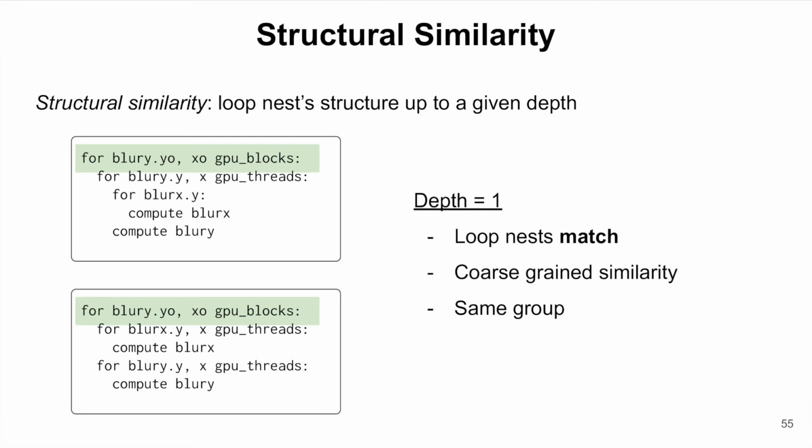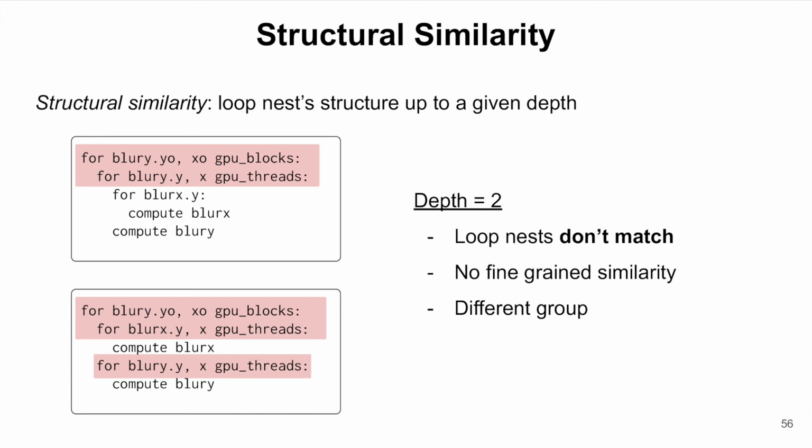We define structural similarity as the loop nest structure up to a given depth. Here we have two different loop nests, but if we consider their structure only up to depth 1, they match and will be placed into the same bucket. But for a depth of 2, the same loop nests no longer match, so would be placed into different buckets. Since they match at depth 1, but not depth 2, these loop nests have coarse-grained similarity, but not fine-grained similarity.